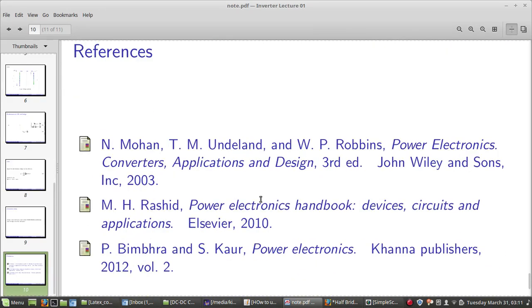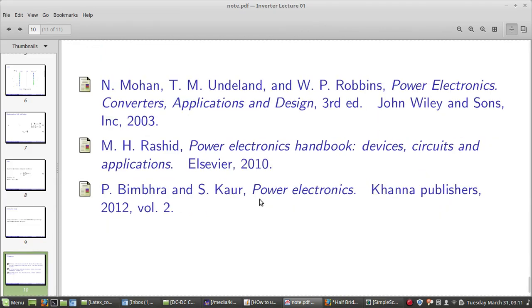Now for the reference of this small lecture, you can go for this reference book.